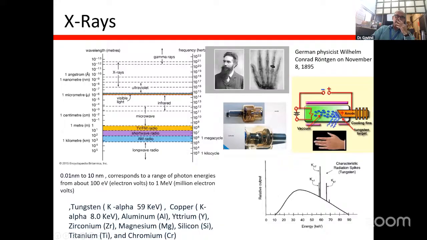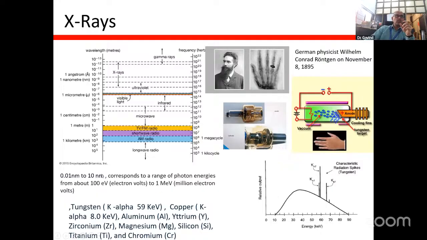The X-ray that we are using in XPS ranges from 0.01 nanometer to 10 nanometers. If you see this diagram, this area comes under X-ray. Now, this is a broad area. If you see, its photon energy ranges from 100 eV to 1 million electron volts.